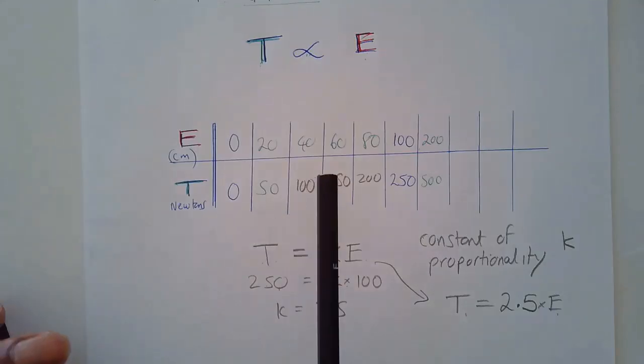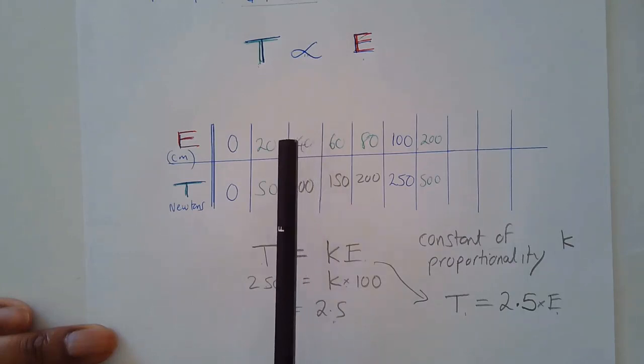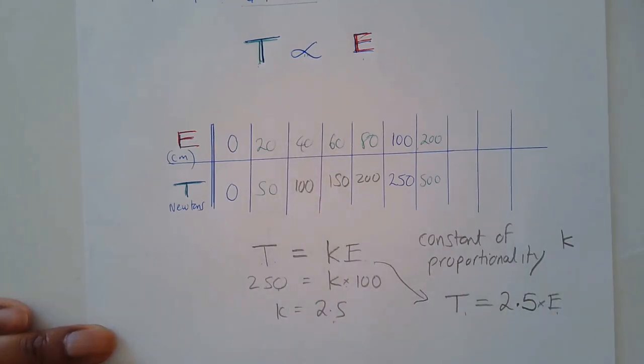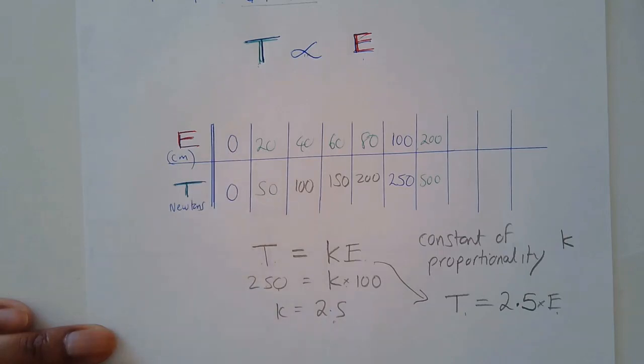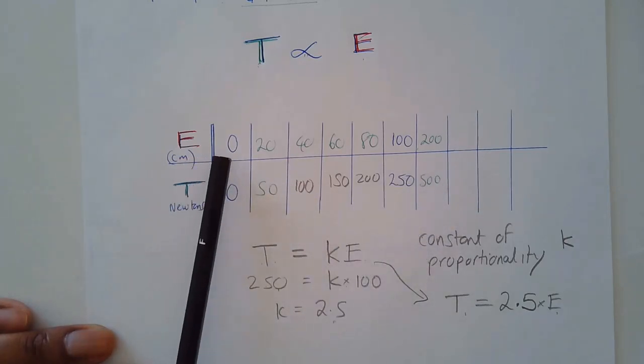Well, here are the rest of the values filled in. All I have to do is substitute these numbers one at a time and then multiply by 2.5 in the formula. For direct proportionality to work, it has to start at 0 from the origin. So if you were to plot this on a graph, it would be a straight line graph. It would start at the origin.